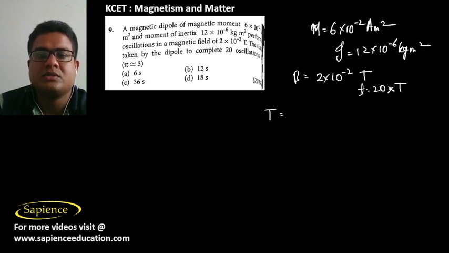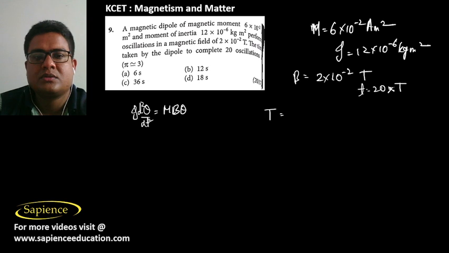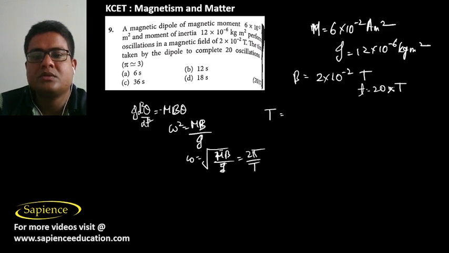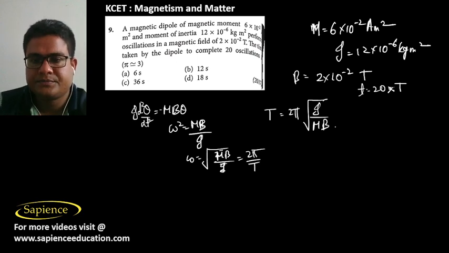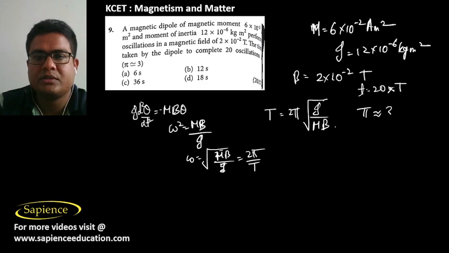Now for the time period of oscillation, M cross B, that is M B into theta, is equal to I alpha, that is I d square theta by dt square. So it means that omega square is equal to M B by I. So omega is equal to root over M B by I, which is equal to 2 pi by T. So T will be equal to 2 pi root over I by M B. You have to take the value of pi to be approximately 3.